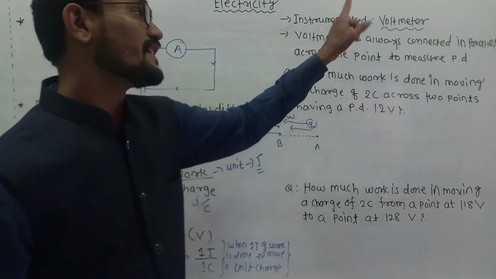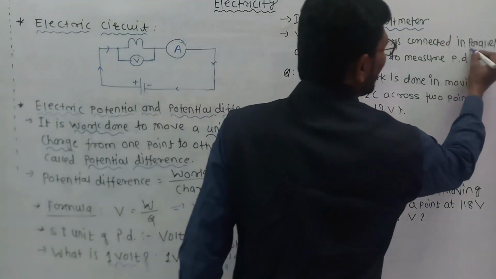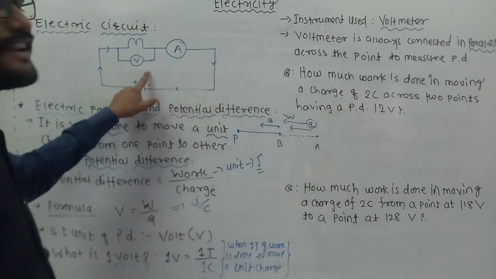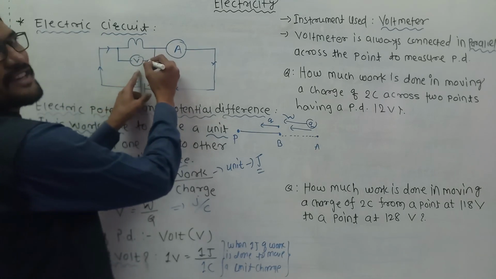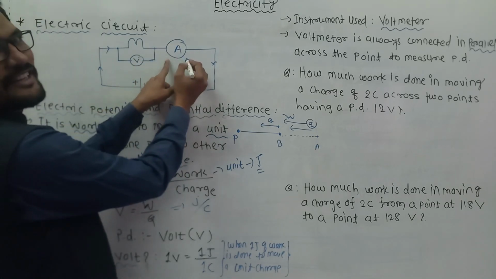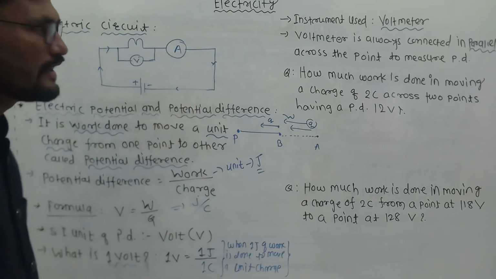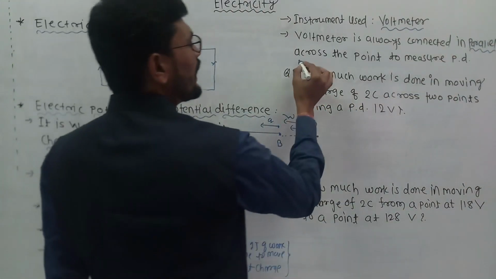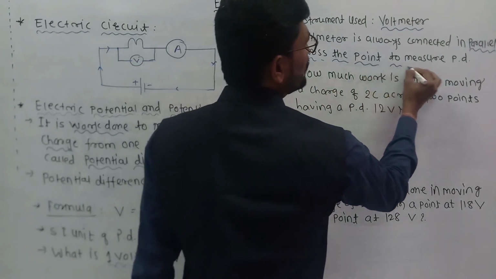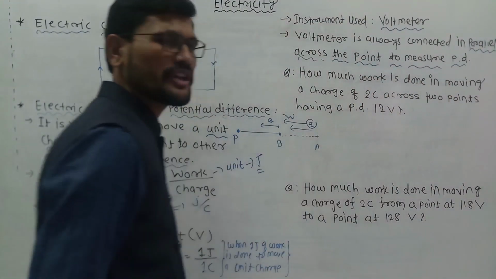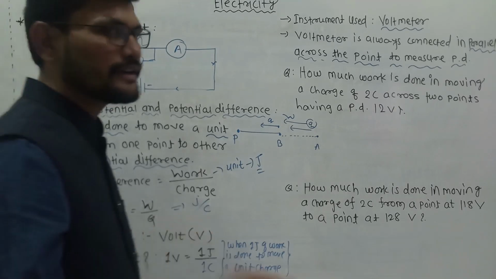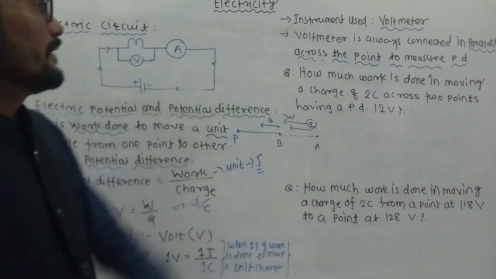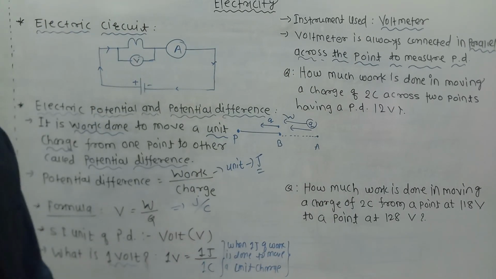So this voltmeter is always connected in parallel. This word is very important. Here you are seeing. Clear? So across this bulb, the voltmeter is connected in what? Parallel. And the ammeter is connected in what? Series. Clear? Always connected in parallel, but where? Across the point to measure the PD. PD means potential difference, it's a short form. Okay? Don't write it down, but this is very important. Clear? So this is exactly electric potential and potential difference.